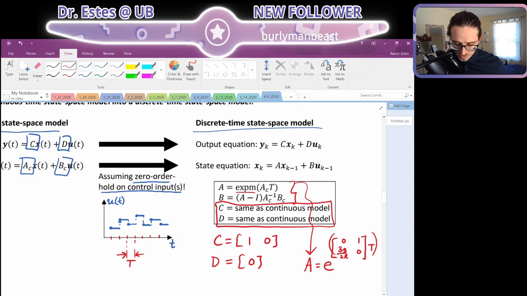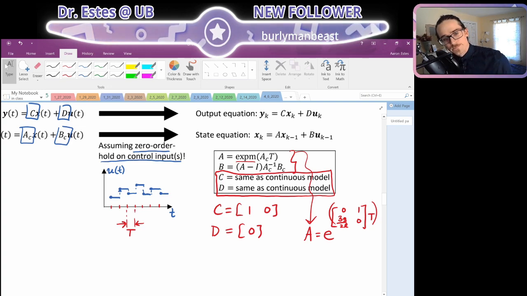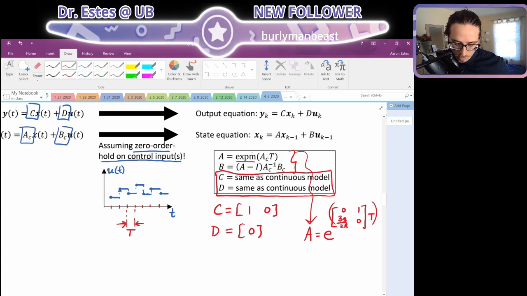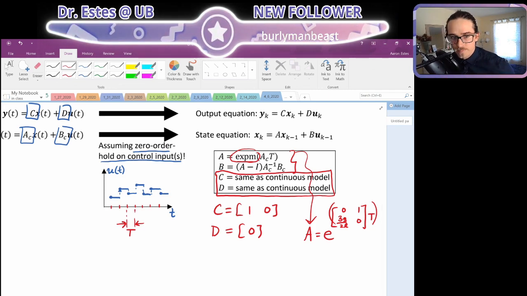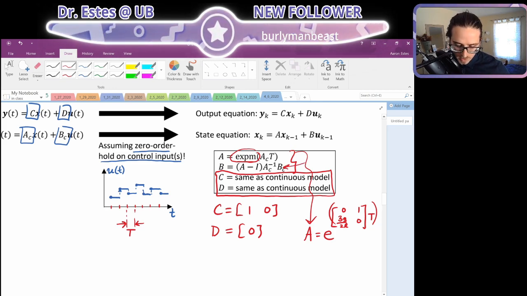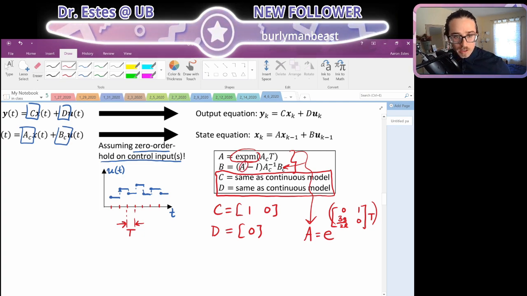The way you calculate the matrix exponential, it's interesting. It's not like the regular exponential. I mean, it's the same idea, but you have to calculate it in different ways. So when you go into Matlab, you use this EXPM command. You don't use the regular EXP. And then to get the discrete time B matrix, you're going to use this formula. So you have to calculate A first because B depends on A.